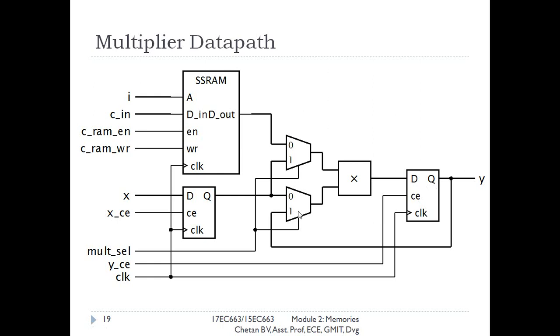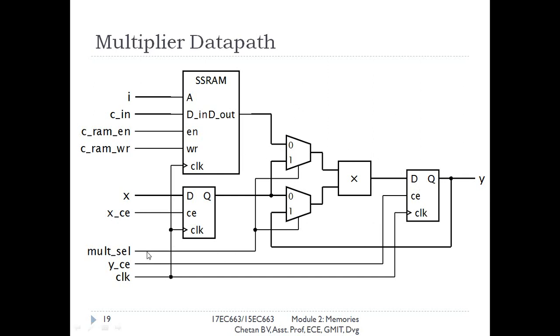During the next clock cycle, the product, which is Ci into X, will be multiplied with X again, as you can see, and the final result will be stored in this register, which is Y equals Ci into X square.